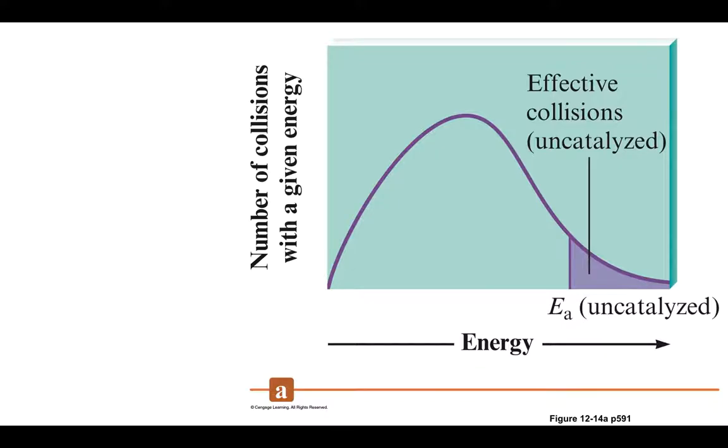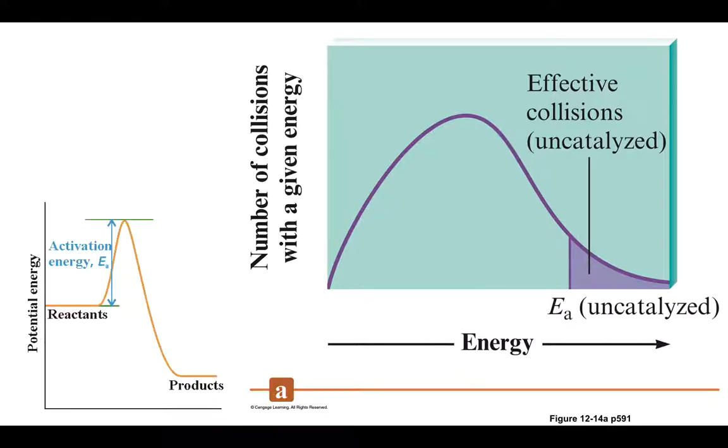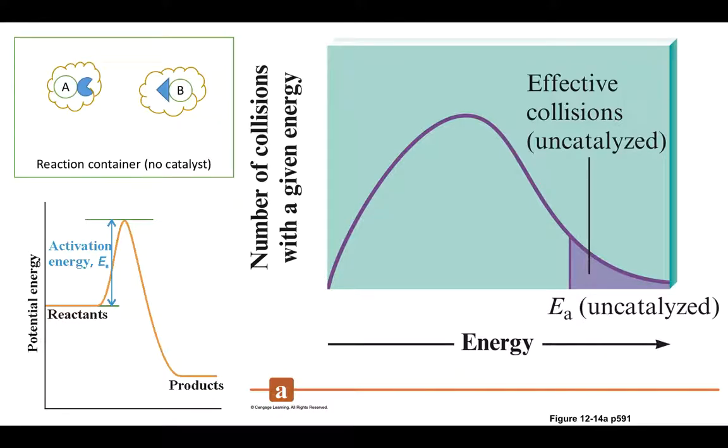EA corresponds to the activation energy of a chemical reaction. So you have reactants, which is what is shown on the graph, and only reactants that are moving with enough energy or more energy than the activation energy can collide together to form an effective collision, a reaction. And we're saying uncatalyzed because at present there is no catalyst present. So our reaction container with no catalyst, you have A and B colliding together.